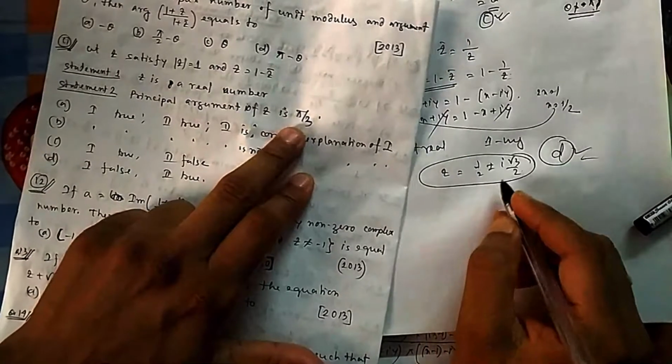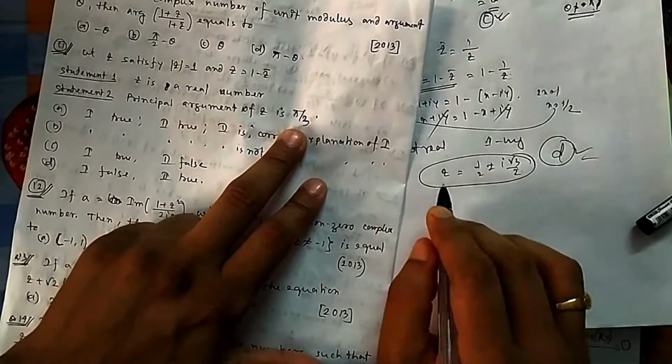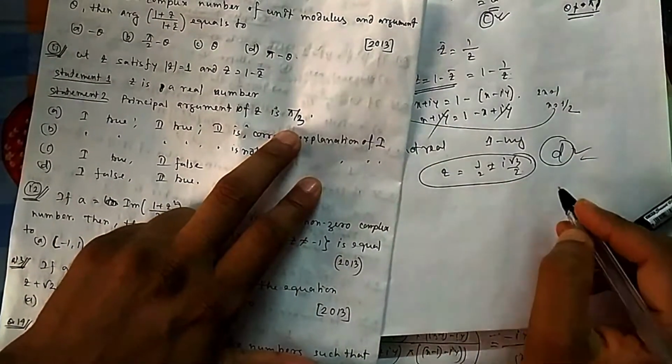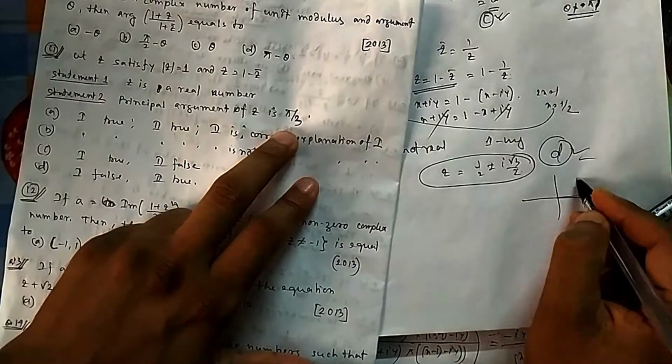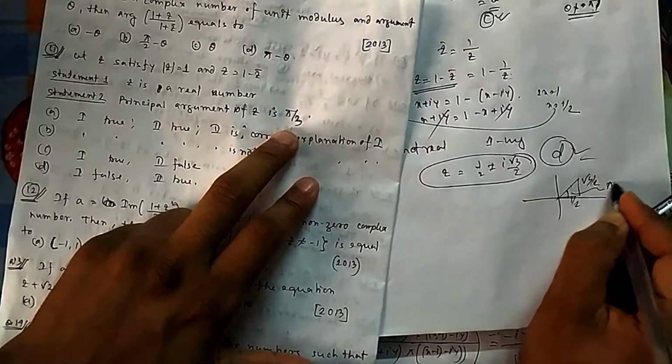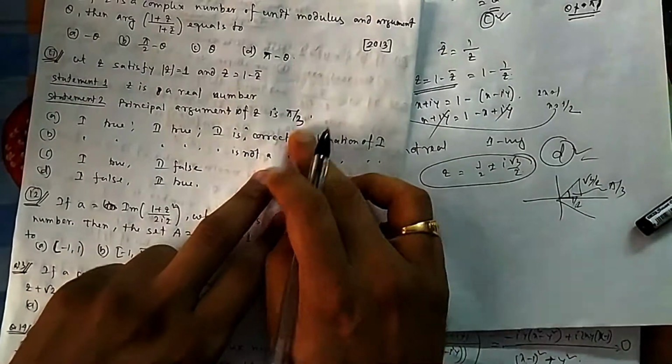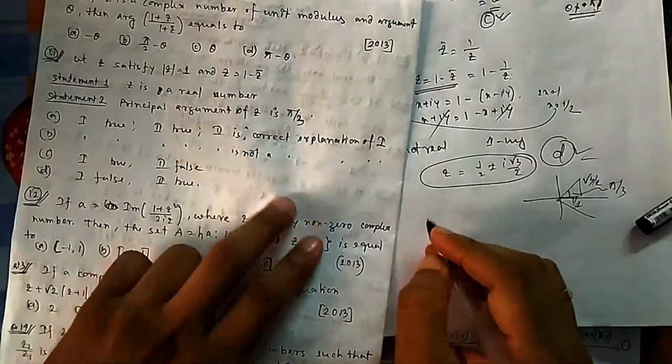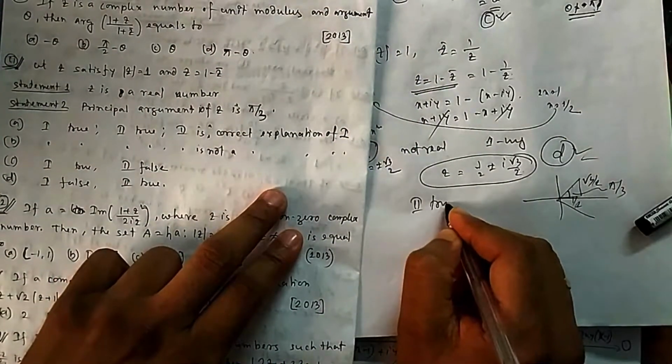Principal argument of Z is pi by 3. You can find it out. What is the argument of this one? If you take half, root 3 by 2, root 3 by 2, half, then obviously it is 60 degrees, that is pi by 3, and the other one is minus pi by 3. So one of them they have given as pi by 3, that is okay. 2 is true, but 1 is false.